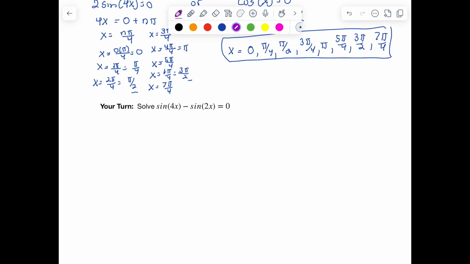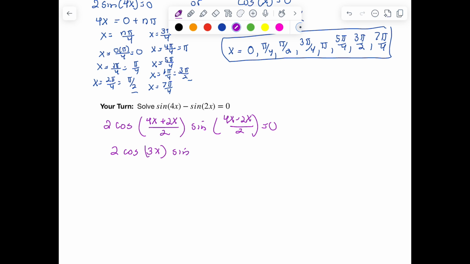Okay, I'm going to start this the same way. I'm going to change my difference problem to a product problem by using our sum-to-product formula, which would be 2 cosine of (4x plus 2x) divided by 2 times sine of (4x minus 2x) divided by 2 is equal to 0. Simplifying this down, I get 2 cosine of 6x divided by 2, that gives us 3x, and then 2x divided by 2 is x. So 2 times cosine of 3x times sine of x is equal to 0.